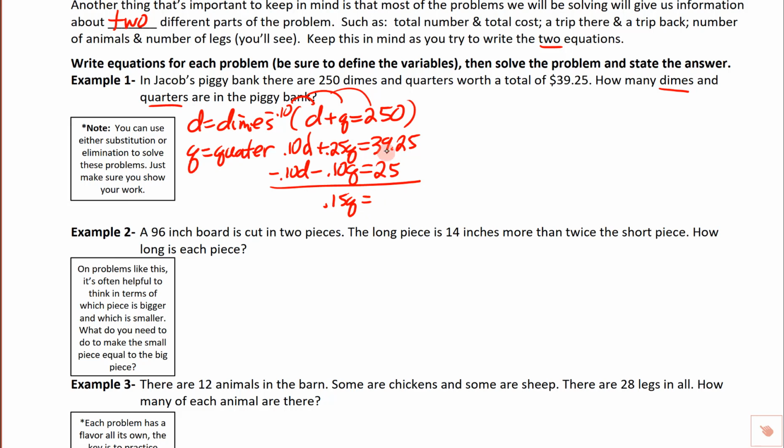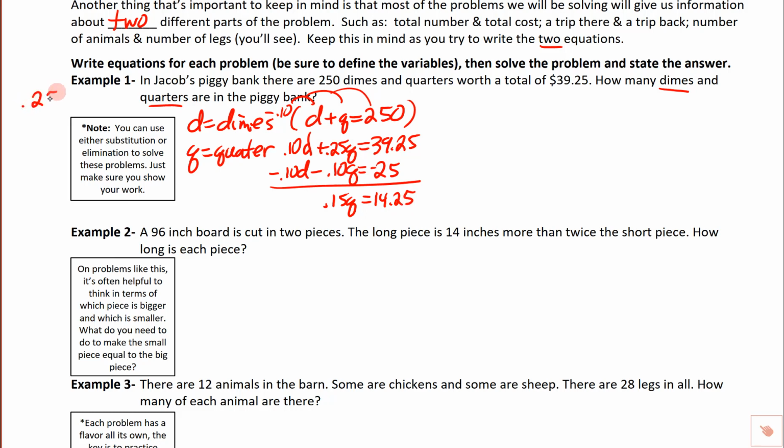And then over on the other side, we're going to have 39.25 minus 25. Oops, I need a minus on there. Got to make sure I don't make that mistake again. Okay, so we've got a minus right there, and then this is going to be 14.25.